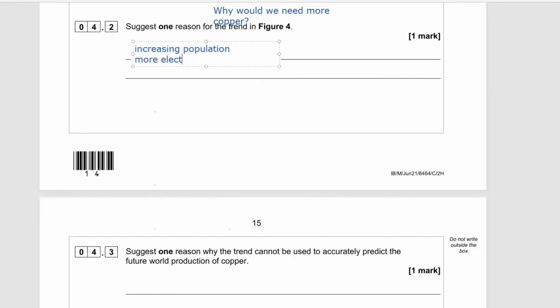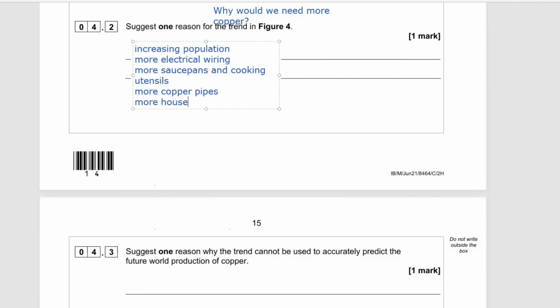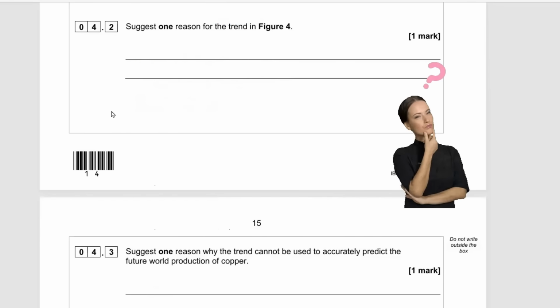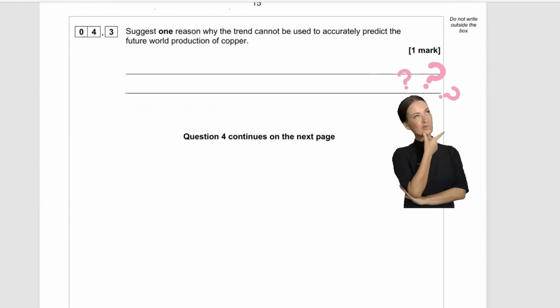We've gone up by billions and billions in just the last 100 years, and all those people need electricity in their homes, so more electrical wiring. Most of them use copper saucepans or copper frying pans, copper for cooking utensils, copper pipes. A lot of the water that's piped into people's houses around the world is using copper pipes. And copper is used in other things as well, roofing, structural, oh my gosh, I can't even think what I'm talking about. Anyway, stuff to build houses.